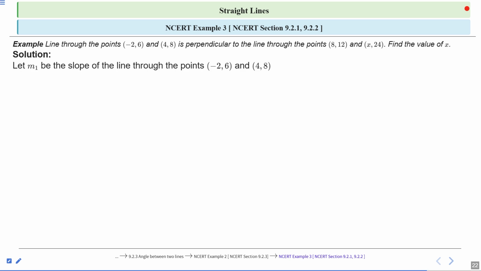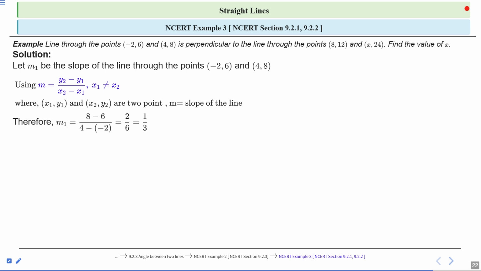First of all, let m1 be the slope of the line through the points (-2, 6) and (4, 8). Using the formula m = (y2 - y1)/(x2 - x1), where x1 does not equal x2, where (x1, y1) and (x2, y2) are two points and m is the slope of the line. So what is the value of m1?